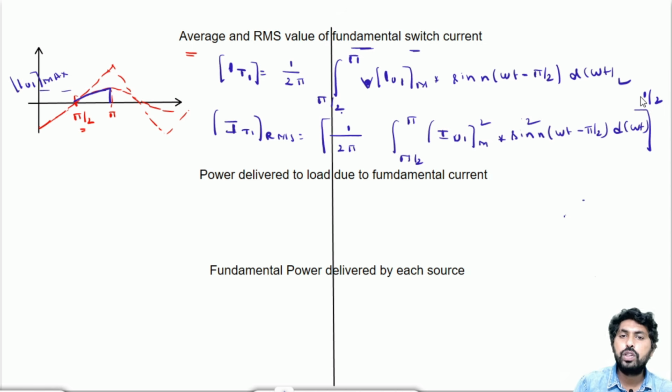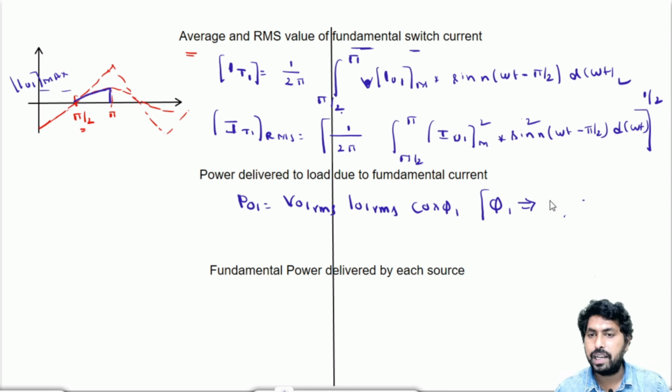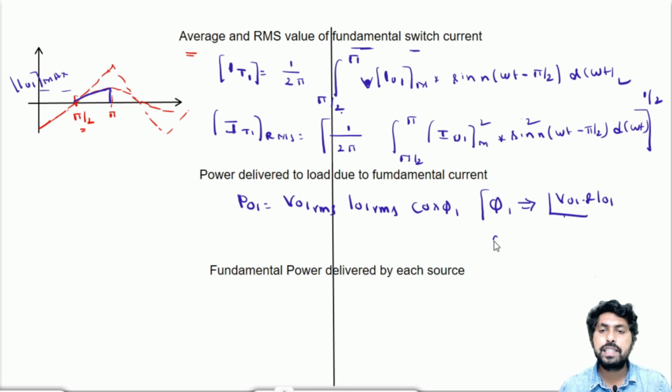Power delivered to the load due to the fundamental current, P naught 1, is equal to V naught 1 RMS into I naught 1 RMS into cos phi 1, where phi 1 is the fundamental displacement angle, which is the angle between V naught 1 and I naught 1. In this case phi 1 equals pi by 2, so cos 90 equals 0. So the active power delivered due to the fundamental current would be 0.